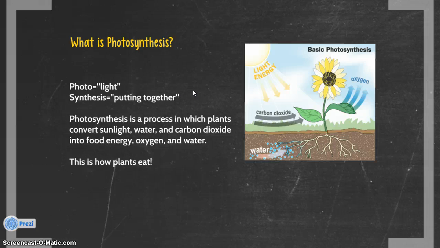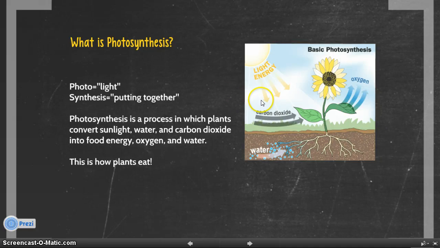Now, you may have noticed that all animals and humans eat food, but plants don't eat anything. Photosynthesis is how plants eat. They use this process to make their own food. And since they can make their food anywhere as long as they have three things, plants don't need to move around to find food. Those three things are carbon dioxide, water, and light.